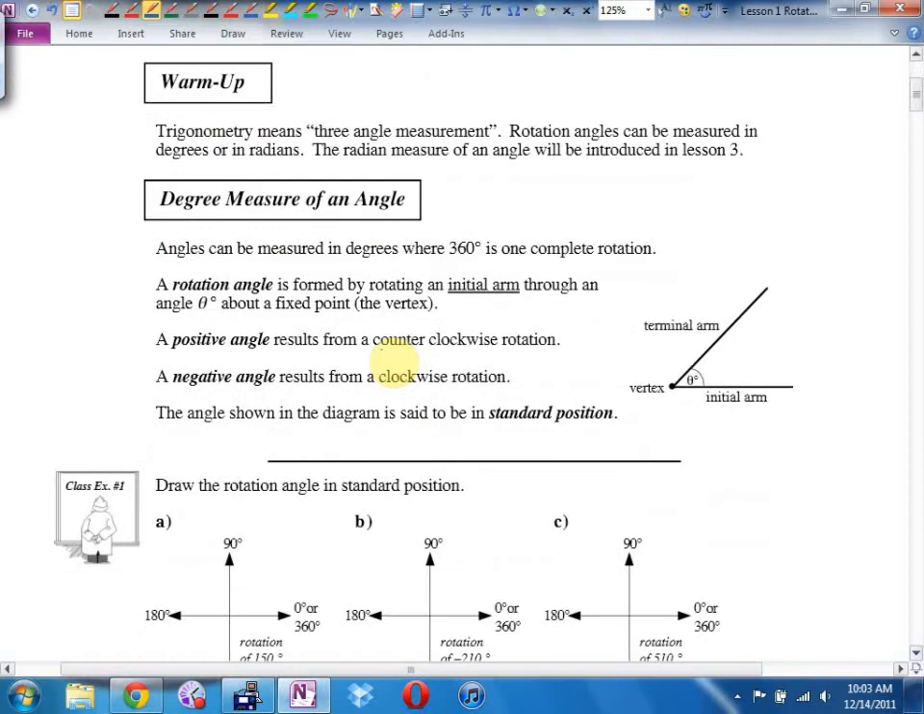Rotation angles can be measured in three ways. They can be measured in degrees or in radians. And we're going to move to radians in a couple of days. We're going to leave degrees behind. Radians, Trevor, are a much better way to measure angles for a number of mathematical reasons. They're a lousy way to measure angles if you're trying to do arithmetic in your head.